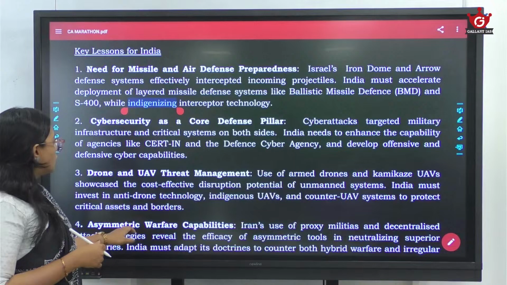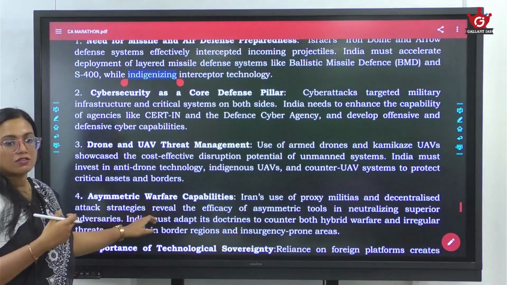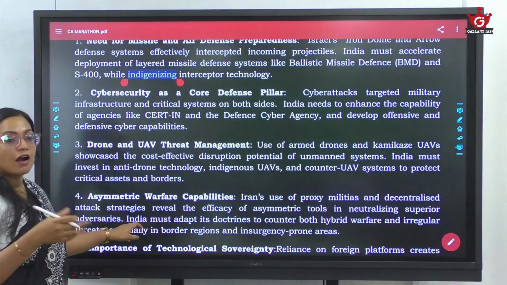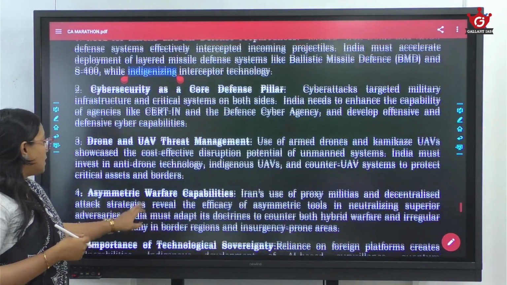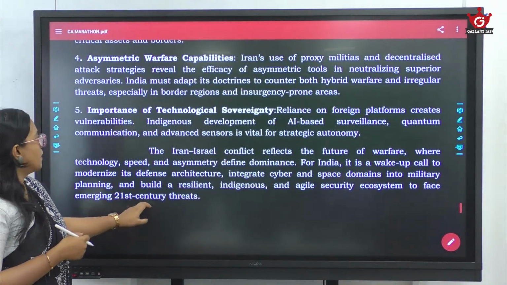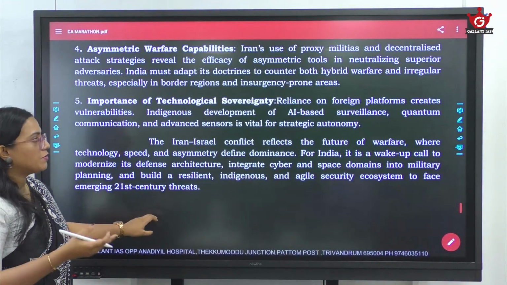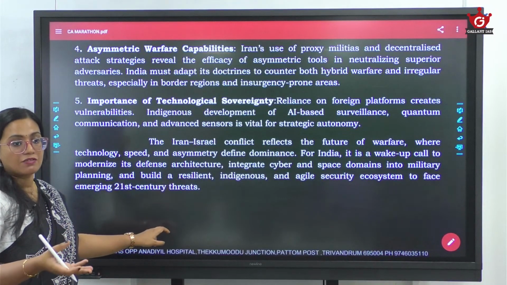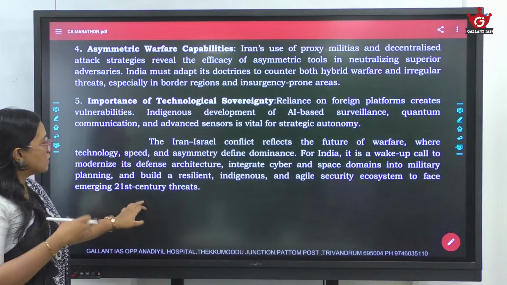Okay, so drone and UAV threat. Drone threat India also faced during the Pahalgam attack, so Operation Sindoor. Asymmetric warfare capabilities, importance of technological sovereignty, indigenous development of AI-based surveillance system, the importance of an indigenously based surveillance system. So all these things should be there.